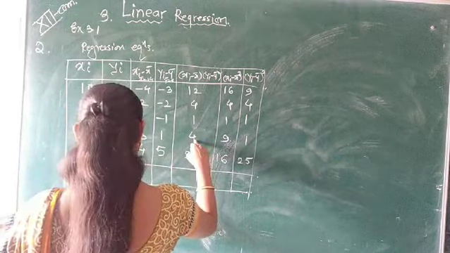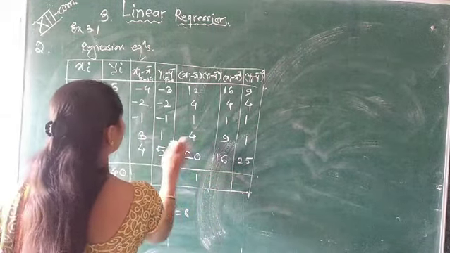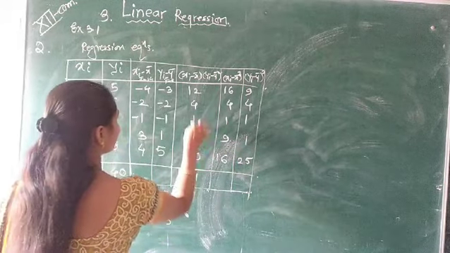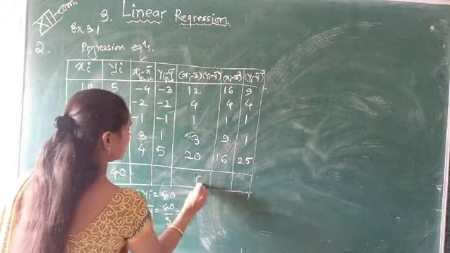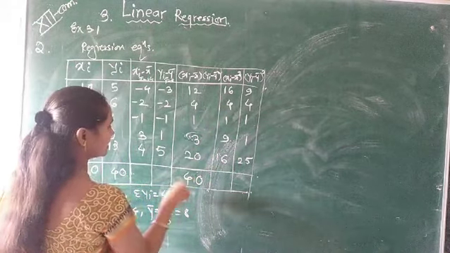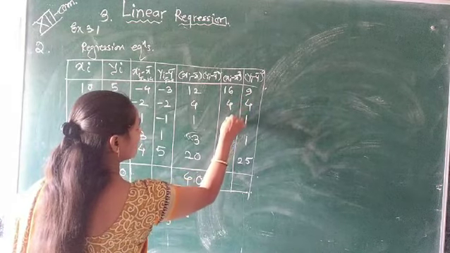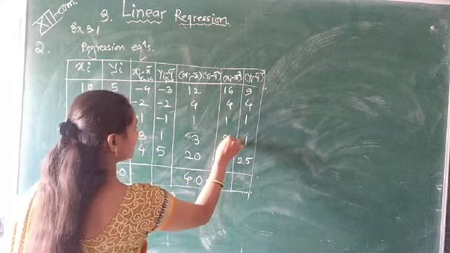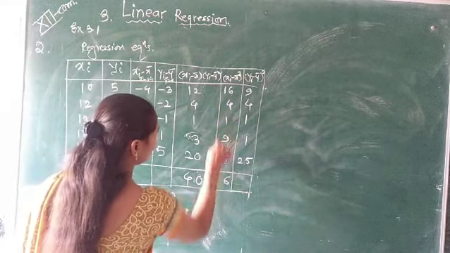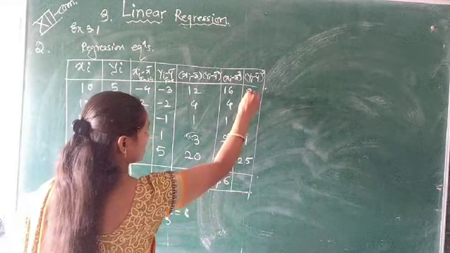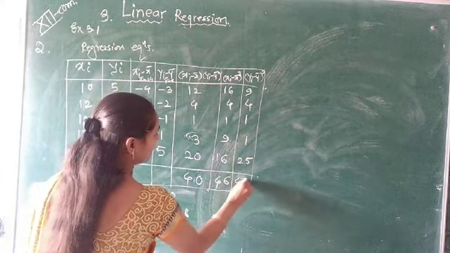Since it is xi minus x bar into yi minus y bar, here 3 into 1 that is 3. Adding these, the summation comes to 40. Now 9 plus 4 is 13, plus 1 is 14, plus 1 is 15, and 25, again it is 40.